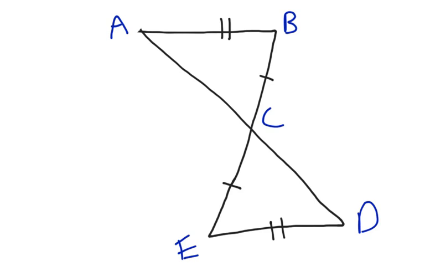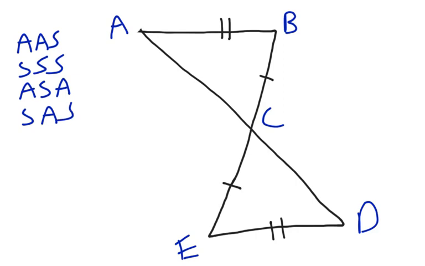All right, let's try an example question. In this one, we want to know if the 2 triangles, triangle ABC and triangle CDE, are congruent. And to figure that out, we want to see if we can prove it using one of our 4 ways. And if you'll recall, they were angle, angle, side, side, side, side, angle, side, angle, and side, angle, side. So those are the 4 ways we can prove it.